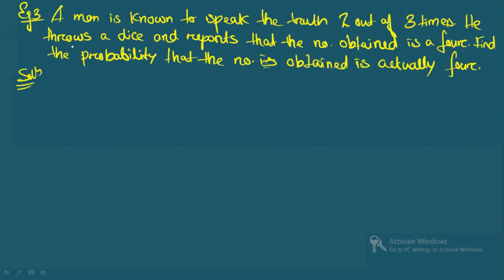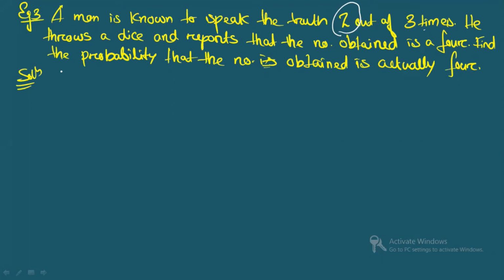What is the question here? A man is known to speak the truth 2 out of 3 times. He throws a dice and reports that the number obtained is a 4. Find the probability that the number obtained is actually 4. So a man is speaking the truth 2 times out of 3, and when he throws a dice, he reports that the number is a 4. You will have to find the probability that the number obtained is a 4.